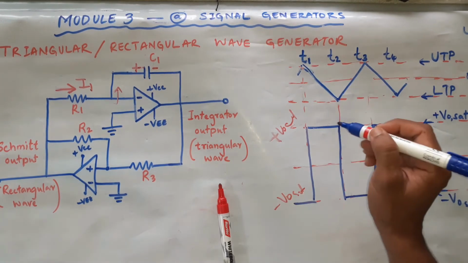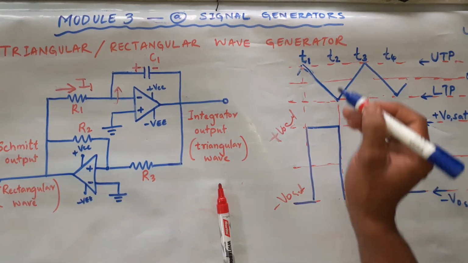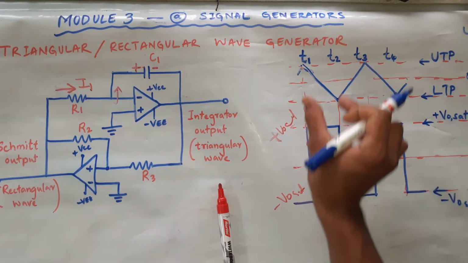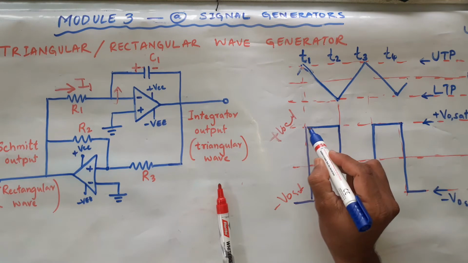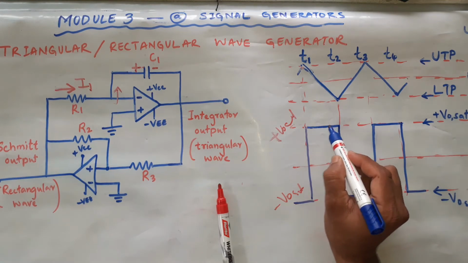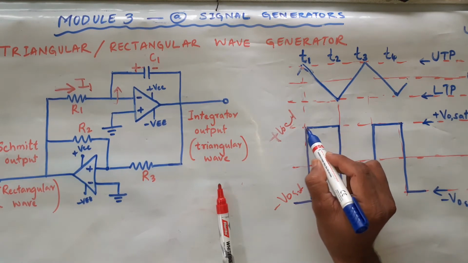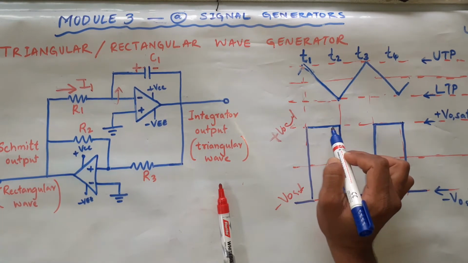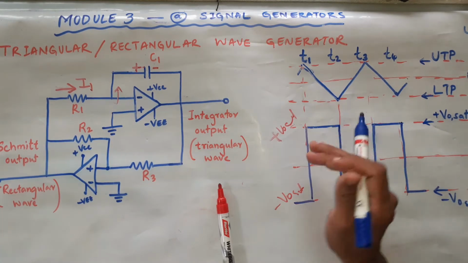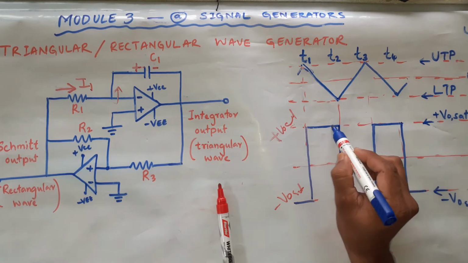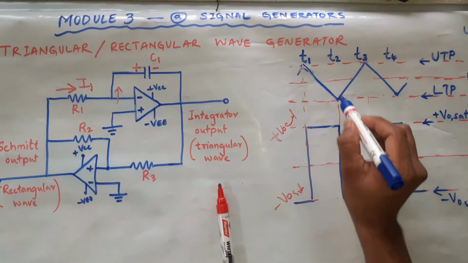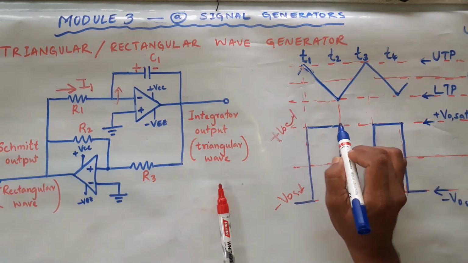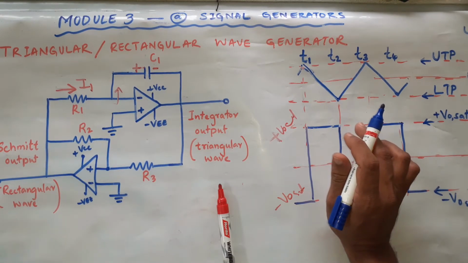During this period, what happens to your Schmitt trigger output? The Schmitt trigger will remain at positive V naught sat, that is, it remains at the positive saturation level. Till it completes T2, it is still at plus V naught sat. Is this part clear? Okay.